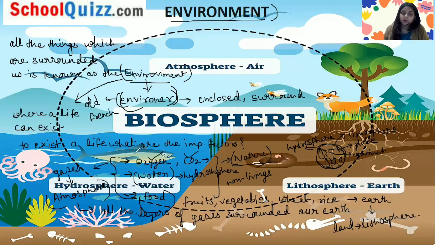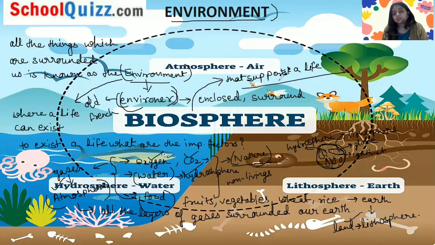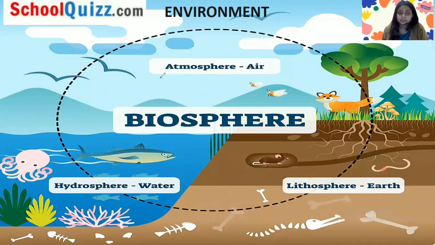So the atmosphere, the hydrosphere and the lithosphere together constitute the biosphere. And biosphere simply means that which supports life, where life can exist. That's how you can connect what the environment is all about. So let me clear this first. You can see here there is the atmosphere, the hydrosphere and the lithosphere, and together they constitute the biosphere.